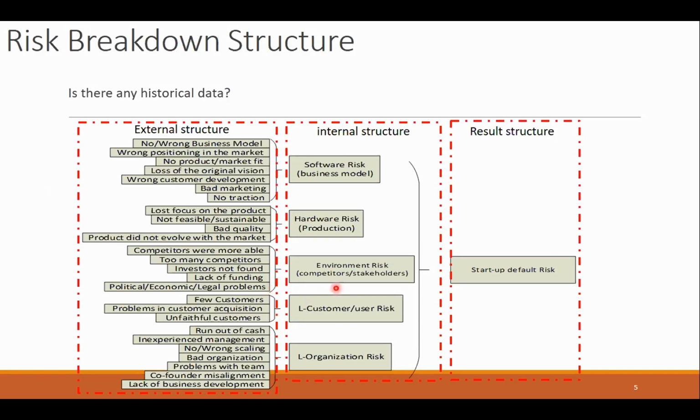In this slide, there are 3 levels of risk. The first level is related to default rate. The second one is related to key factors. And the last one is related to sub-factors.